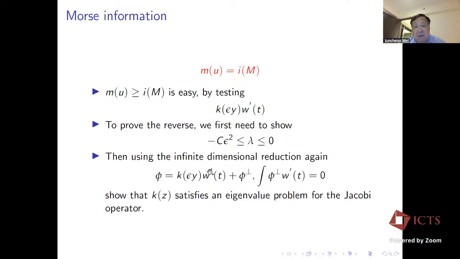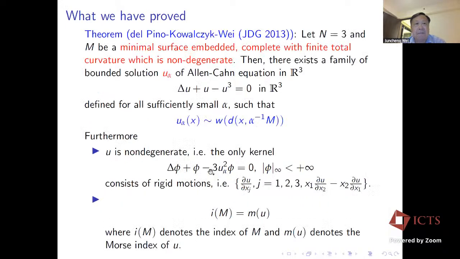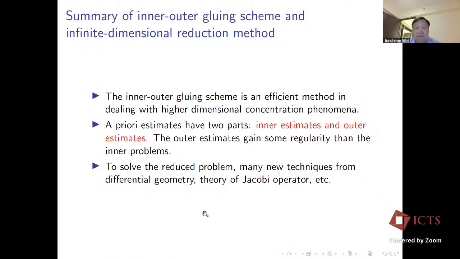this is a lot of computation, so I will not show this. So what we prove is a one-to-one correspondence. We use the infinite dimensional reduction, and we prove that for each embedded non-degenerate minimal surface in R3, there exists a solution to Allen-Cahn whose nodal set is almost like a rescaled minimal surface nodal set, and the solution is non-degenerate, and the indices are the same. The Morse index and the index of the minimal surface are the same.